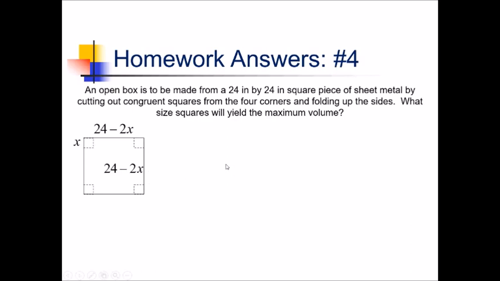So using my volume formula, length times width times height, I can write the volume now as 24 minus 2x times another 24 minus 2x times x. And if I wanted to, I could just write 24 minus 2x quantity squared times x. I don't actually have to write that twice.